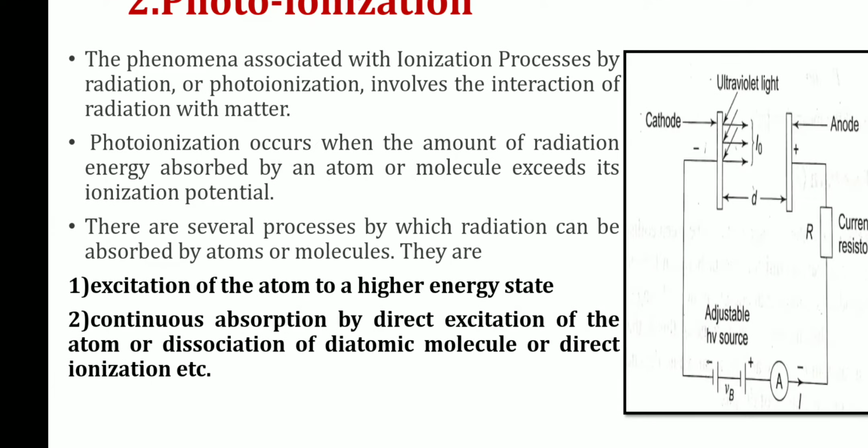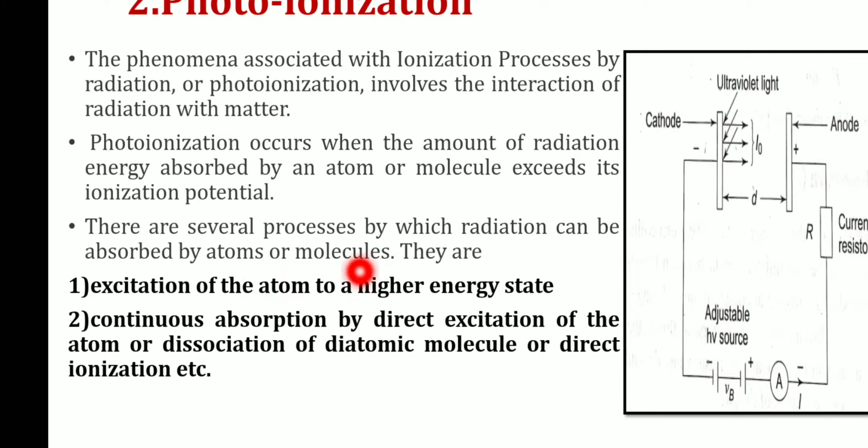So next, what is there here? The atom or the molecule absorbs, here the electrons, this light energy and gets energized, right? So how is this absorption process achieved? There are several processes by which the radiation, that is light energy, which is ultraviolet falling on the cathode, can be absorbed by an atom or the molecule.